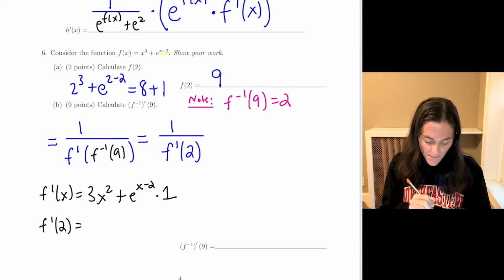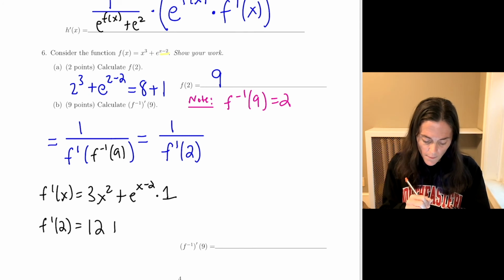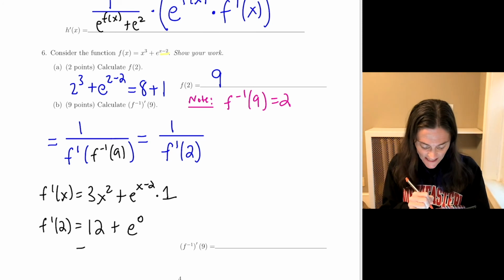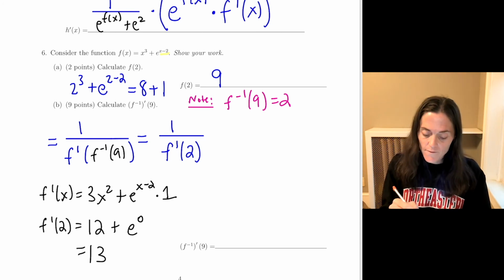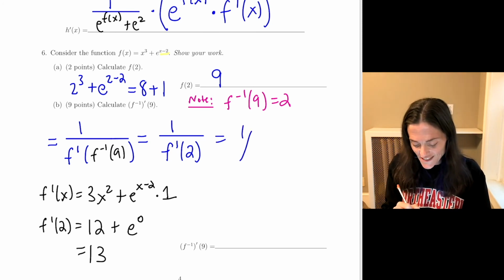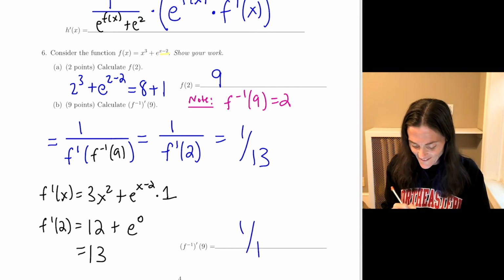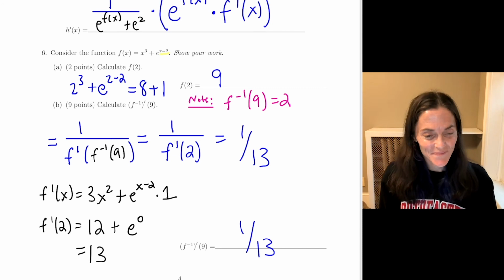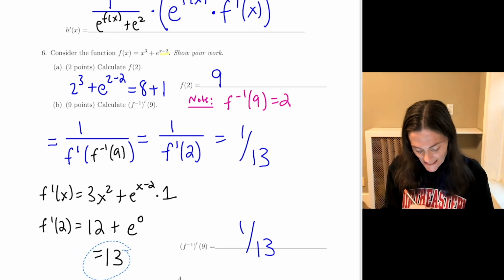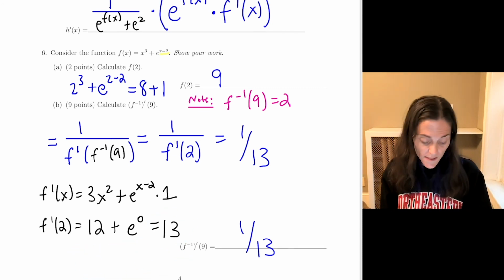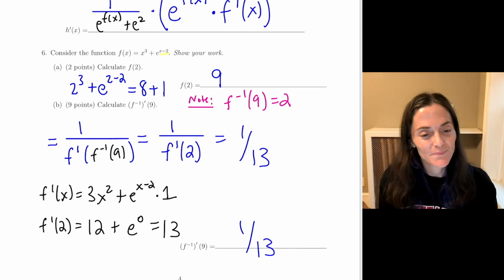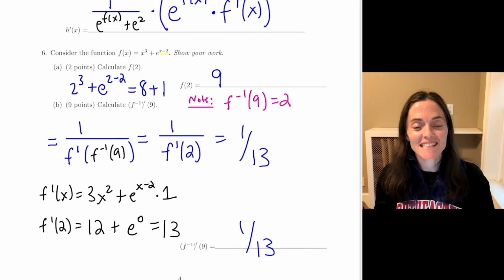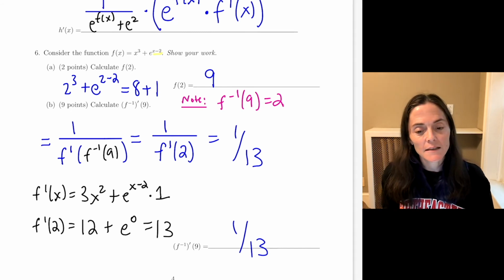This is 3 times 4 plus e to the 2 minus 2. So this is 13. And so my final answer is 1 over 13. And I'll write that here. Okay. Inverse function theorem. It's one of those things, as I mentioned in class, the first time you see it, it looks a bit intimidating, but the more you practice, we can succeed in these types of problems.